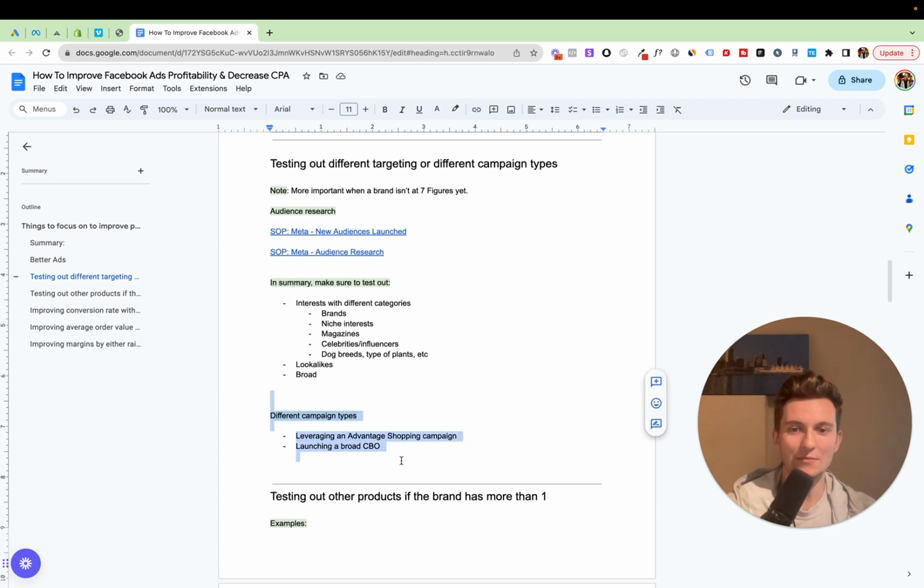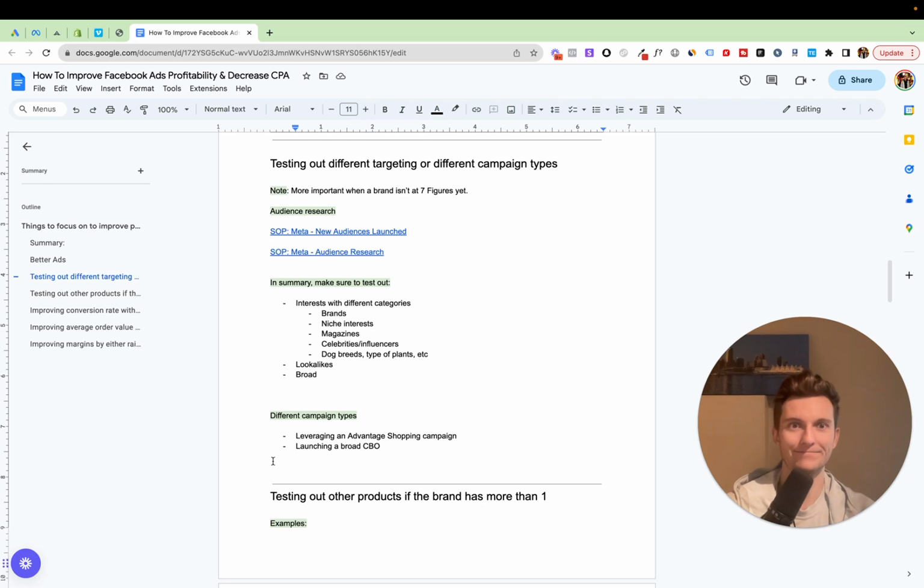And then also different campaign types. And obviously, as we're scaling up as well, Advantage Shopping is working incredibly well. So I'd really test this out as well with all your best ads, launch an Advantage Shopping campaign, and also a broad CBO. They've been working extremely well too.